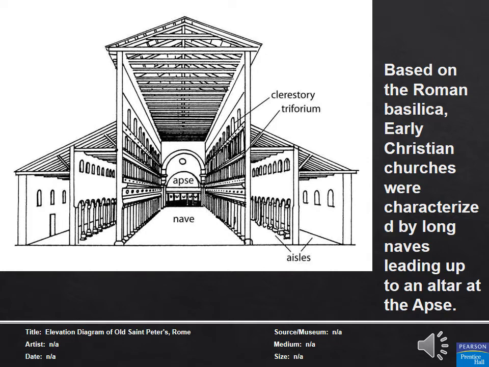So very early Christian churches were based on the Basilican plan that we saw last time. So this is a Roman style of architecture that was used for civic buildings and public spaces. And early Christian churches will basically use that exact same architectural plan. So this is an elevation diagram of Old St. Peter's Cathedral in Rome, and it's one of our earliest Christian churches that we can look at.